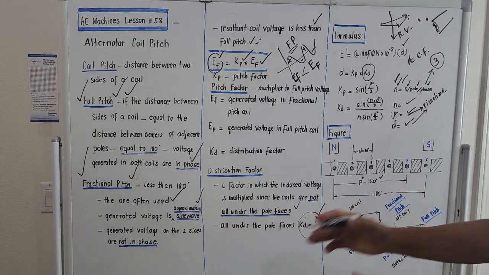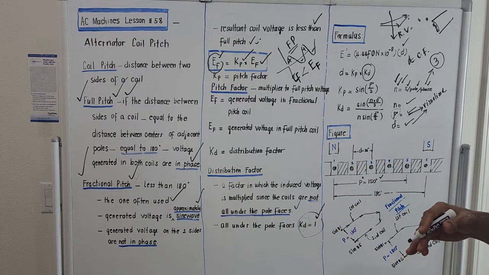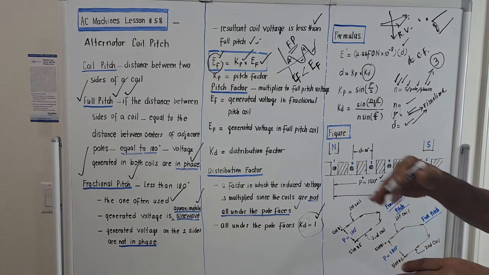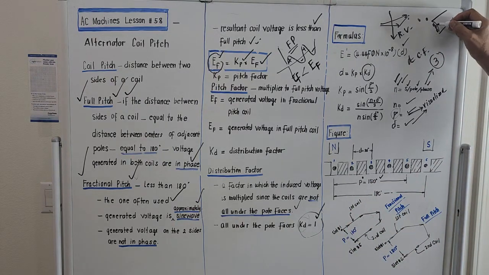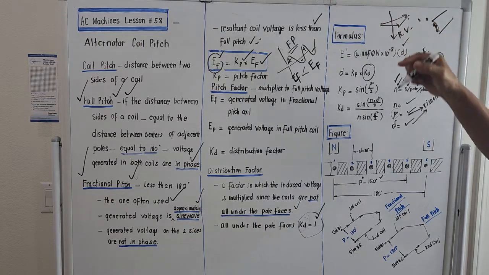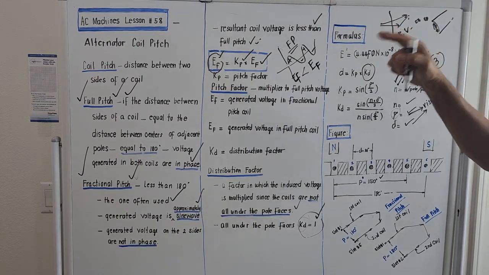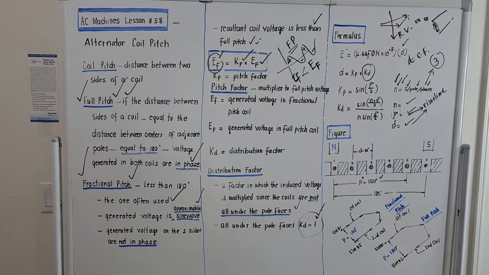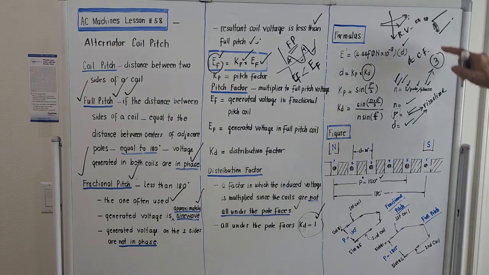Because in real thing, in the design of alternators, we could not attain that all the conductors are actually under the full phases at any one moment. Some are here, some are here, some are here. That's why there is the so-called distribution factor. What's the significance of the distribution factor? Okay, it's like this.